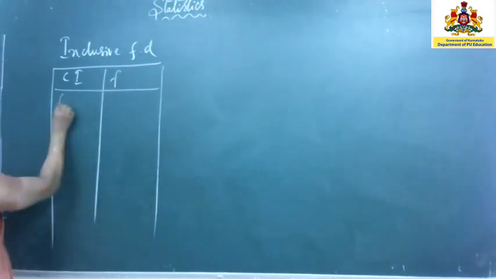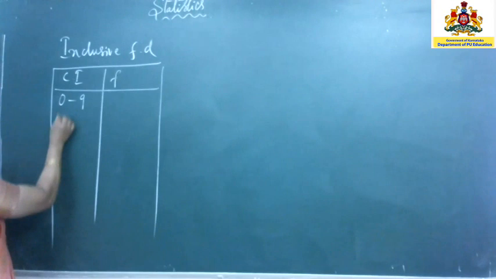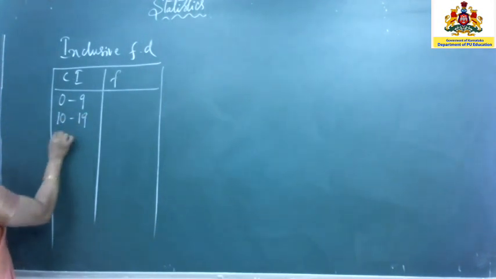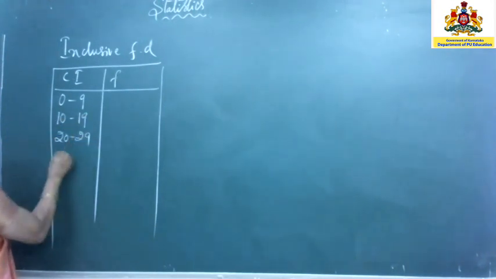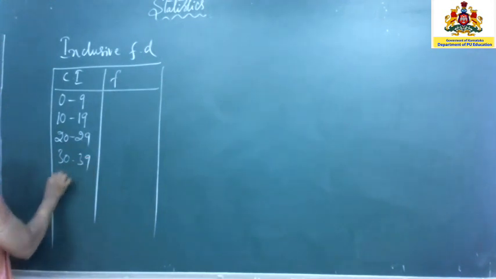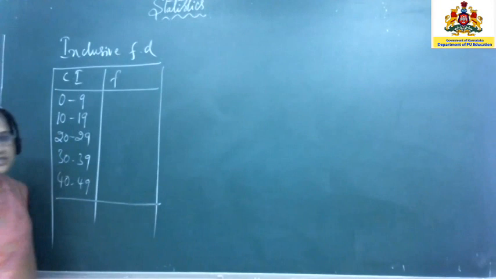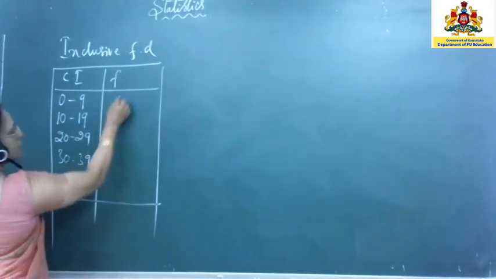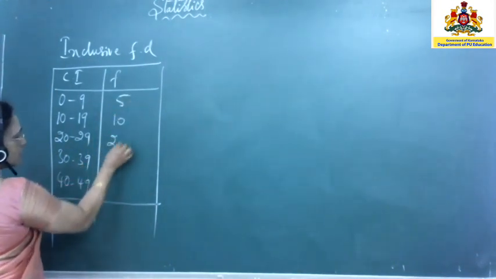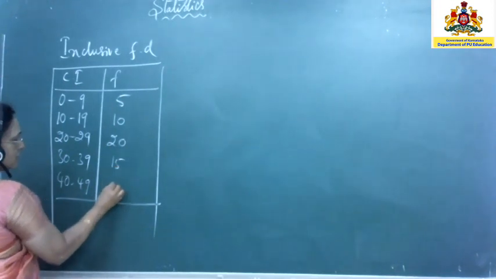Okay. Now, if I write like the 0 to 9, so next will be 10 to 19. Now, 20 to 29, 30 to 39. So, okay, let me stop at 40 to 49. Now, next column is frequency. So, I can write some numbers here: 5, 10, 20, 15 and 6.